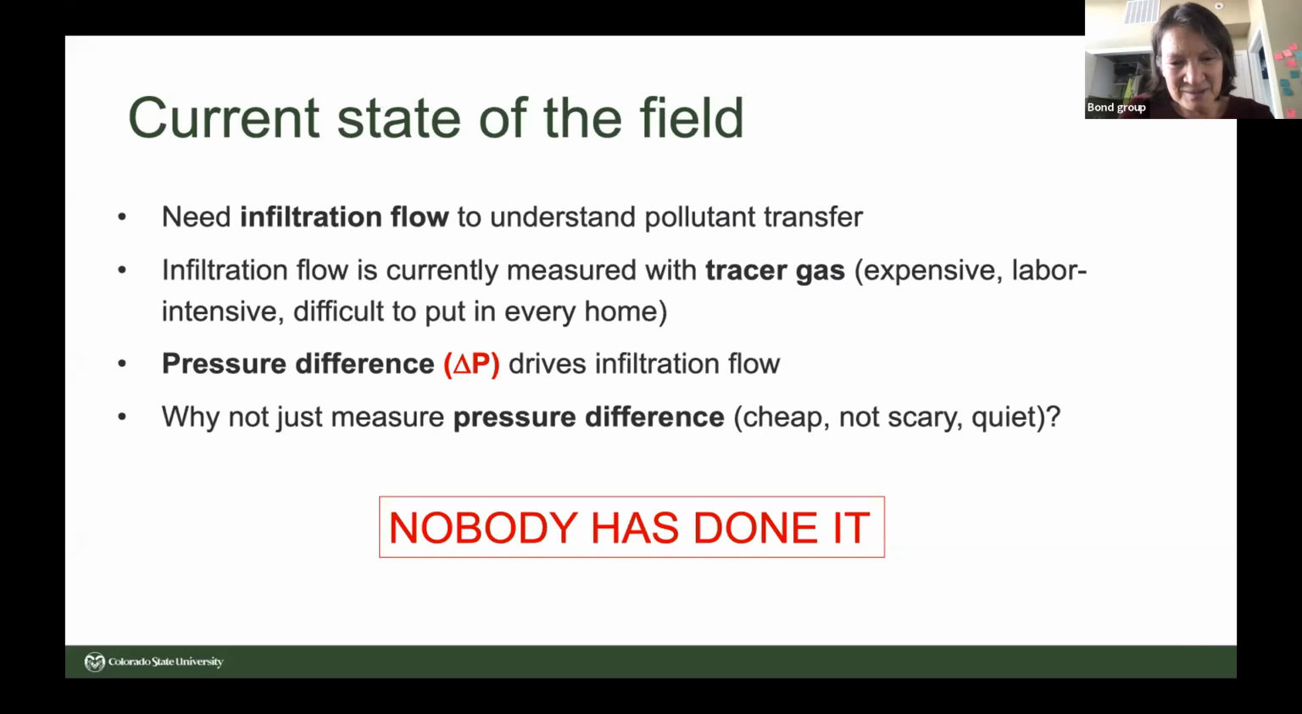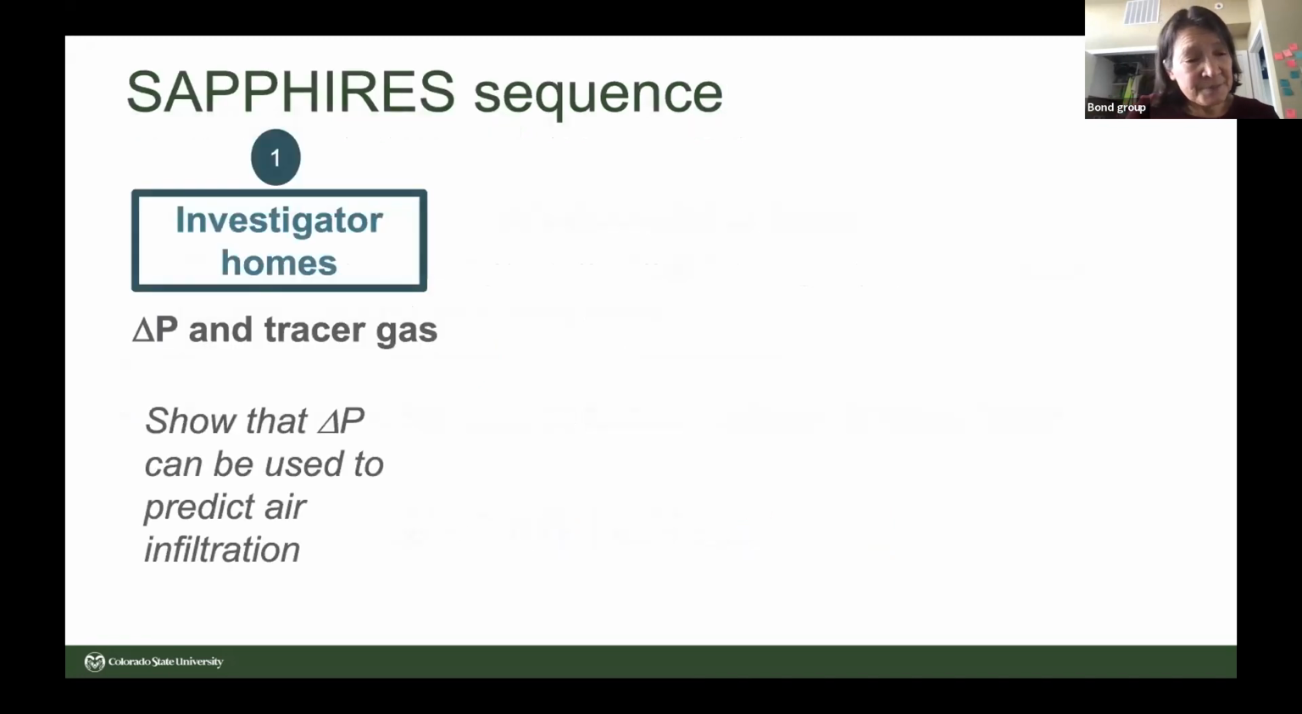So the answer is nobody has really done it. Sure, people have measured pressure differences across the envelope, but they haven't really used that to predict the flow. So if we were to just measure pressure difference and say, yeah, we can predict the flow because we measured the pressure, probably nobody would believe us, or they would argue about all the reasons that it could go wrong. So here's what we plan to do. And then this will lead to a discussion of Epic Homes with Ellison.